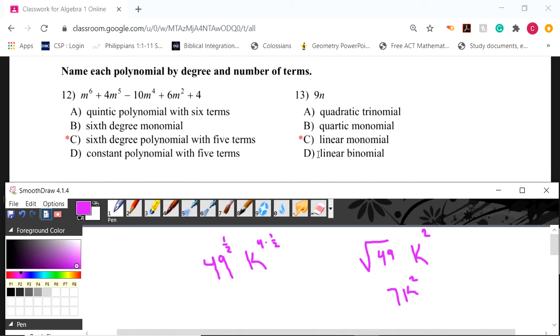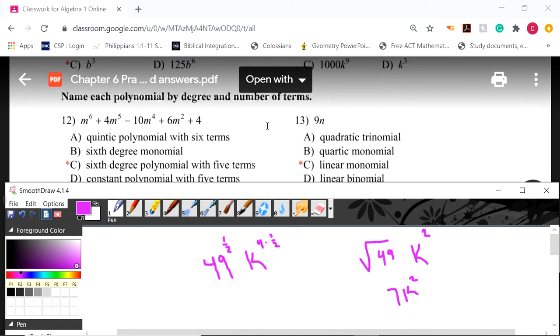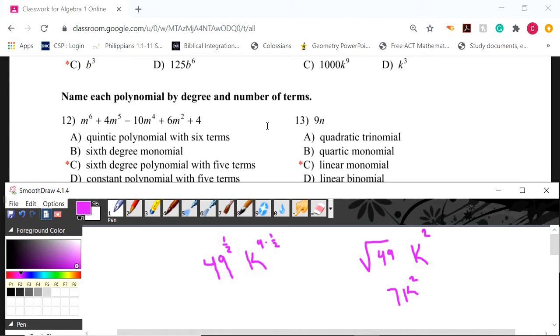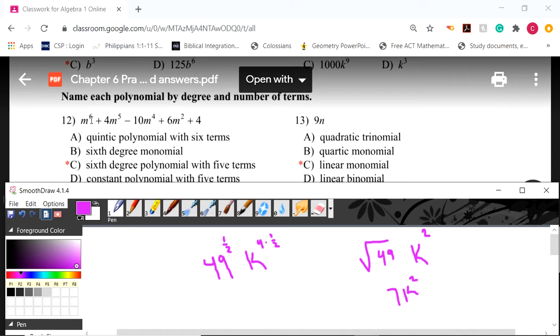All right, now you're going to name each polynomial by degree and number of terms. And remember, there's a chart about that we gave in the notes. So you look at the highest degree, which is 6. x to the 1 is linear, x to the 2 is quadratic, x to the third is cubic, x to the fourth is quartic, x to the fifth is quintic, and then above that, they just name it by their degree. So if it's x to the 6th, that would be 6th degree.